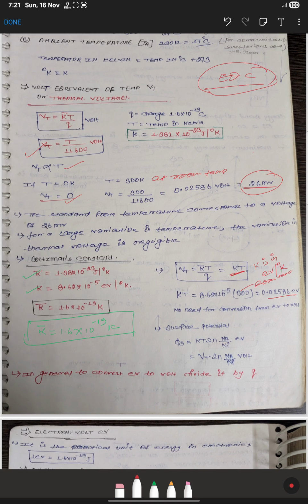So in the later discussion we will study some concepts of surface potential. For now it's phi s is equal to KT ln Na upon Ni electron volt. If you want to change it into volt, it will be Vt ln Na upon Ni. No need for conversion of electron volt to volt here. In general, to convert electron volt to volt, divide it by Q.